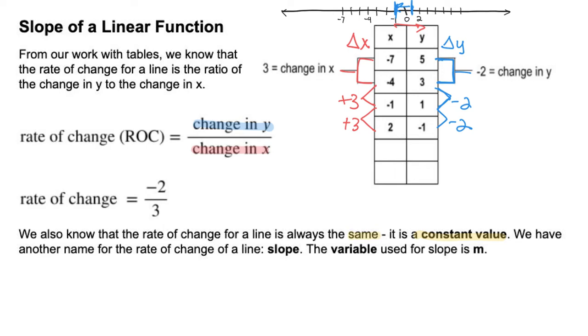We have another name for this rate of change, and that is slope. So it is exactly the same. Rate of change is slope. Typically, we use rate of change when we're talking about a table of values, like we were above, and when we're graphing it, we talk about slope, but they can be used interchangeably. And there's a special variable that we use for slope, and that variable for slope is m.